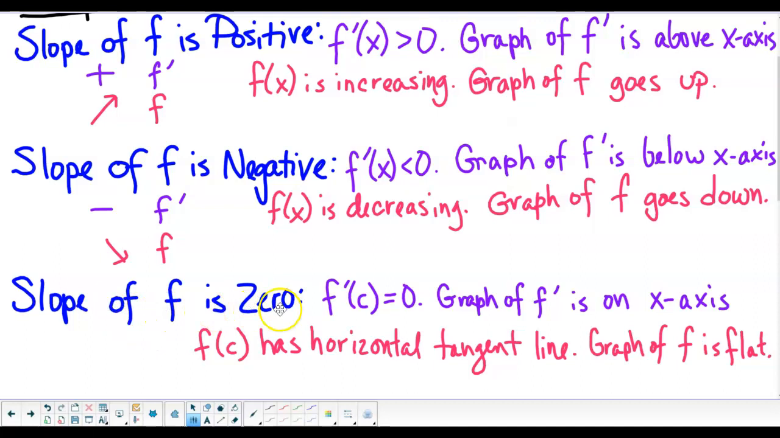If the slope of f is 0, then f of c has a horizontal tangent, and you know that the graph of the original function is flat. So what if we go backwards? What if we were looking at the original function and I saw a horizontal tangent? My conclusion is the graph of f prime would be 0. It would be on the x-axis of the graph of the derivative.